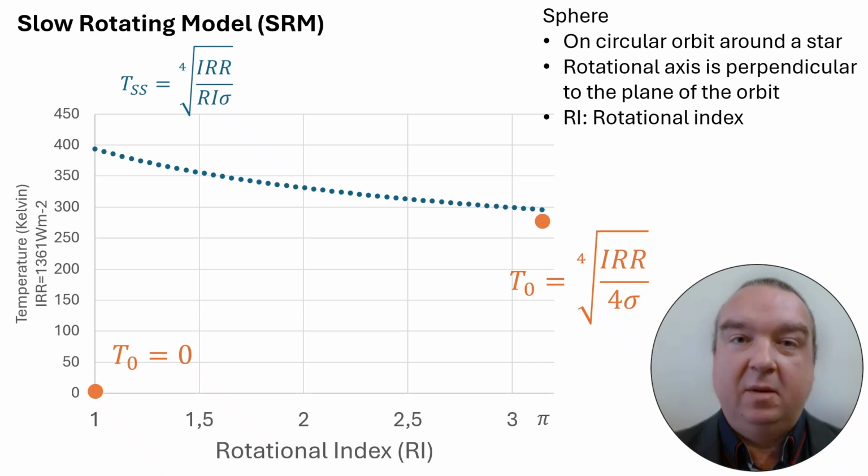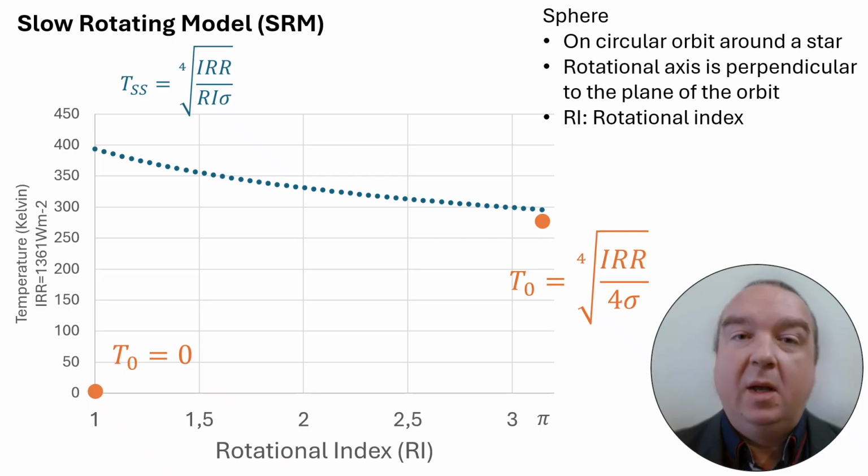For a repeat, the sphere is on a circular orbit around the star. The axis of rotation is perpendicular to the plane of the orbit. And as a little cheat, we count as if the sphere would be irradiated from infinite distance, although you know that this is not the truth. From the definition of the rotational index, we can write the subsolar temperature.